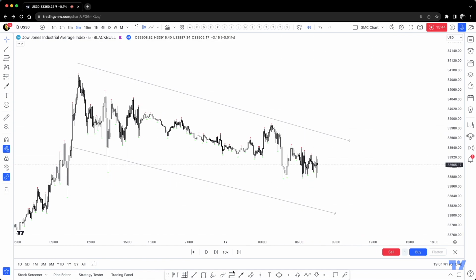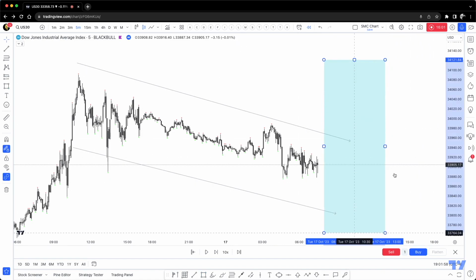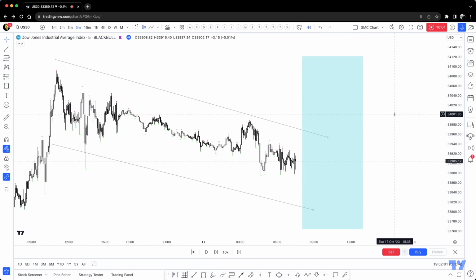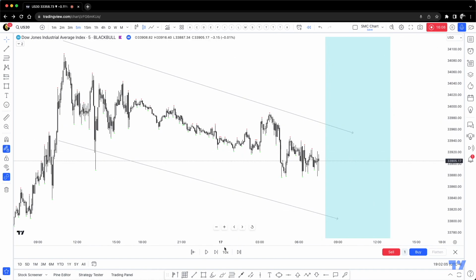So again, I normally trade from, I'm going to mark it up here, from 8 a.m., which is New York session, to around 1 p.m. So somewhere here, right? So this is my IRA. This is where I'm going to be looking for a trade, right? So I'm waiting for New York session to open, right?